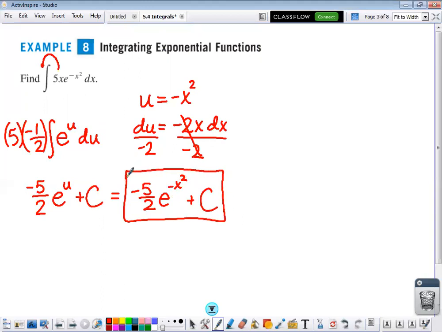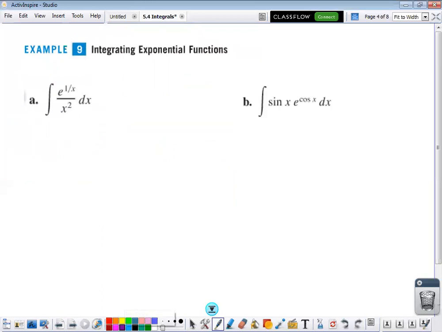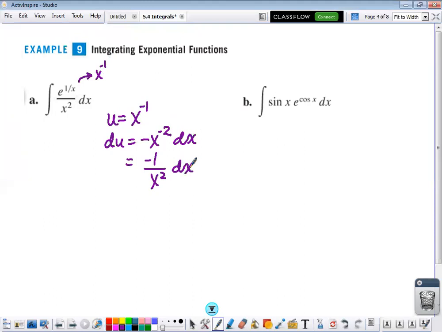Okay, and remember, we can always check these by taking the derivative. All right, so this example, we have an a and a b. So let's try letting our u equal 1 over x, which I'm going to rewrite as x to the negative 1. The derivative of that is negative x to the negative 2 dx, which we could rewrite as negative 1 over x squared if we flip it and make it a positive exponent.